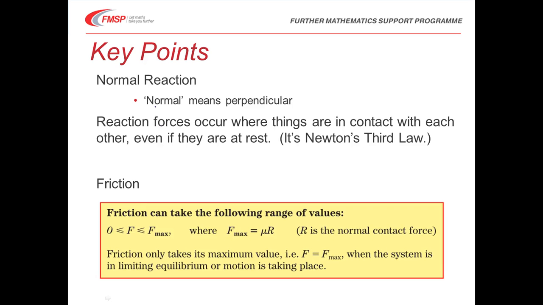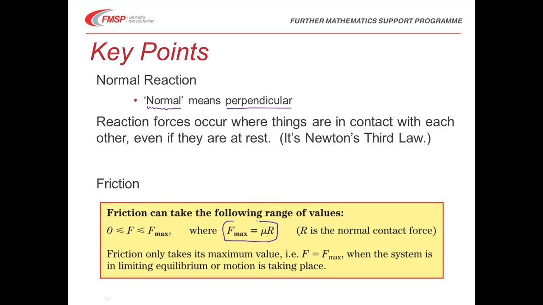And then a word about normal. Normal reaction doesn't mean the usual or the typical reaction. Normal in this case specifically means at 90 degrees or perpendicular, usually perpendicular to a plane when an object rests on a plane. Reaction forces occur when any objects are in contact, and that's Newton's third law.